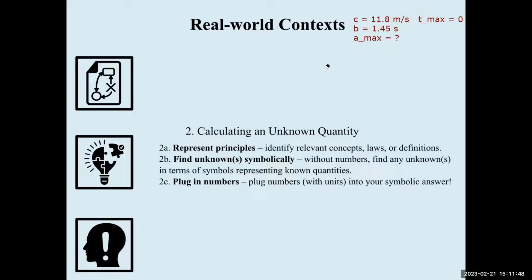So the first thing that I need to do is identify any relevant concepts, laws, or definitions. I think the thing that makes the most sense here is the definition of acceleration, which says that a as a function of time should be the derivative, and this is a_x since I'm in one dimension, of the velocity with respect to time. And that's really all I'm going to use here.